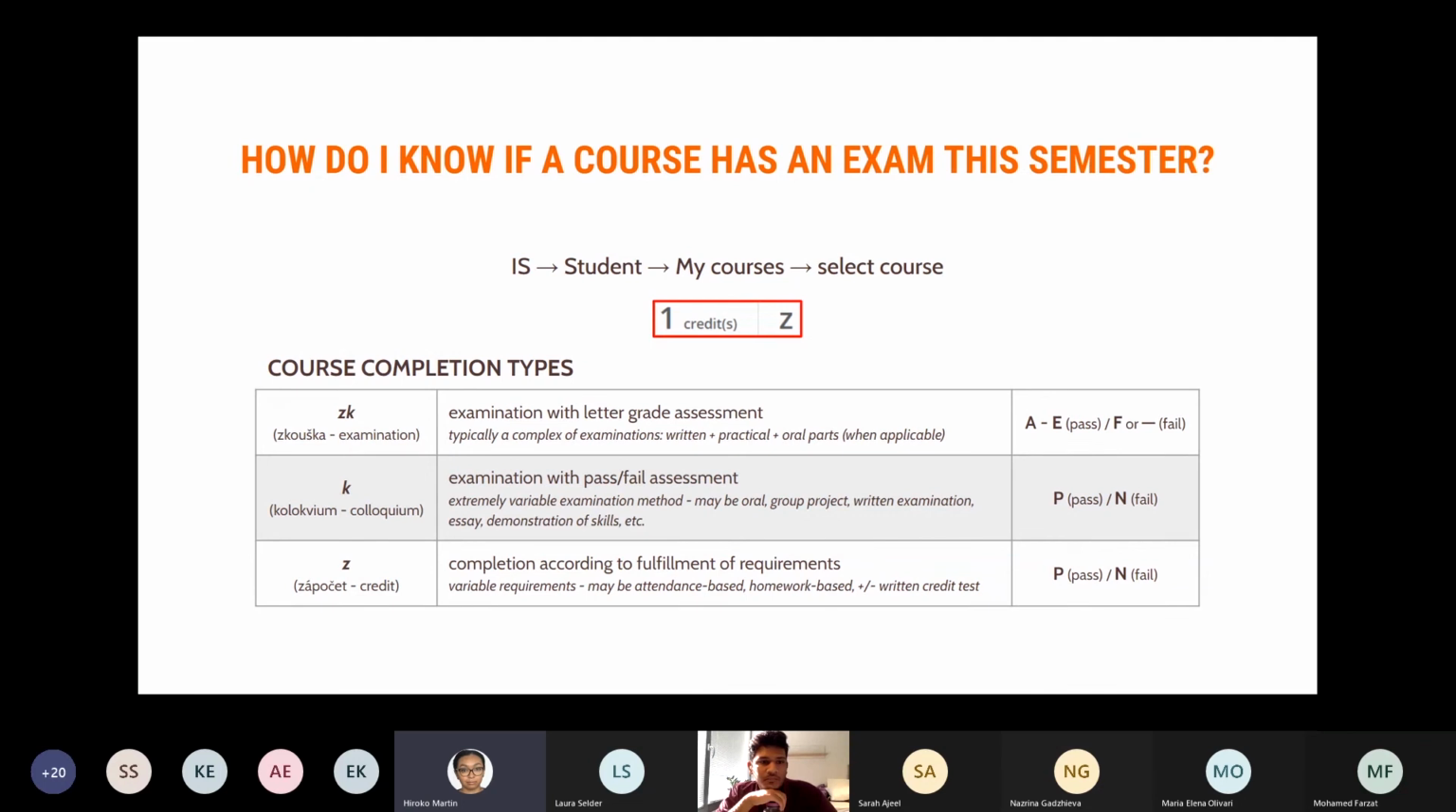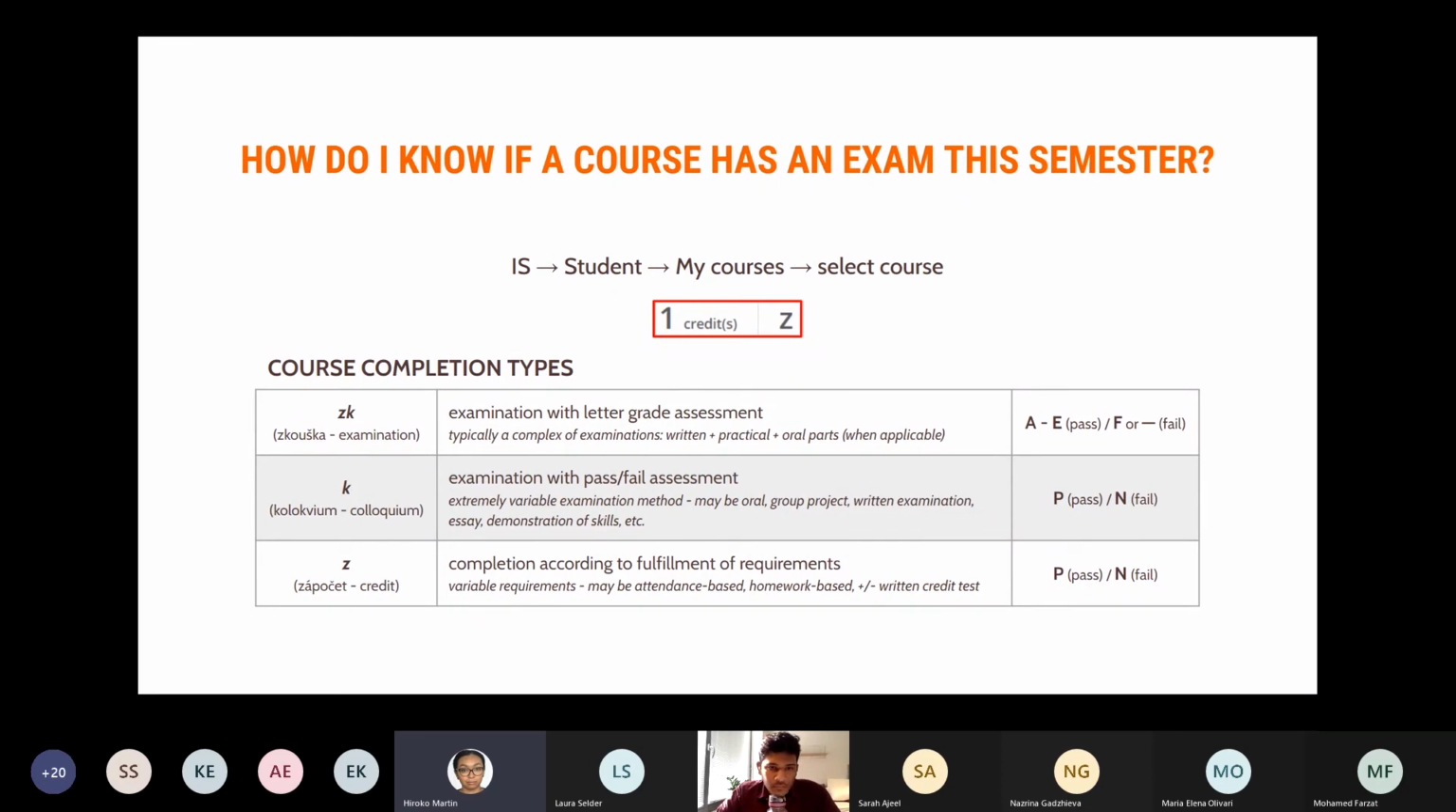So the next completion type is going to be a K, which is a colloquium. And this is another type of examination, but instead of getting a letter grade, you're going to just get a pass or a fail. So in the IS, you would see a P for pass or an N for fail. This type of examination is actually quite variable. You may have to do some sort of group project, or there could be just a written examination, or it could be an essay or some sort of demonstration of skills. It's completely up to the department what they want to do with this type of exam.